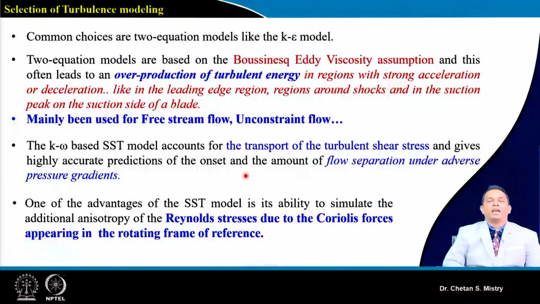And the beauty of this SST model is that it analyzes the Reynolds stress due to the Coriolis component appearing in a rotating reference frame. Here, when the flow passes through my rotor, we have rotating flow as well as sliding flow. That is called the Coriolis effect, and it needs to be analyzed correctly. So the SST K omega model is preferred when we are analyzing flow through an axial flow compressor or flow through an axial flow fan.